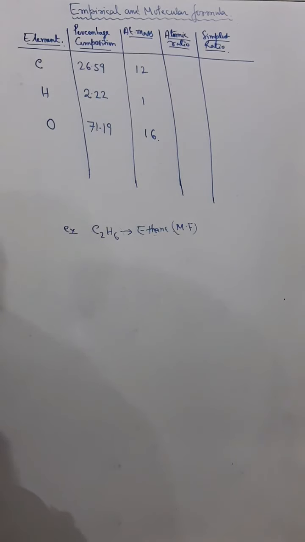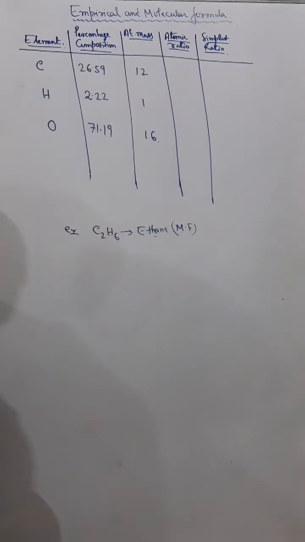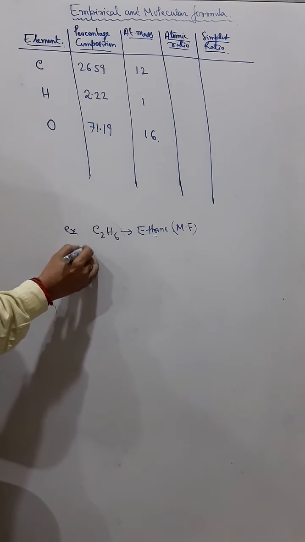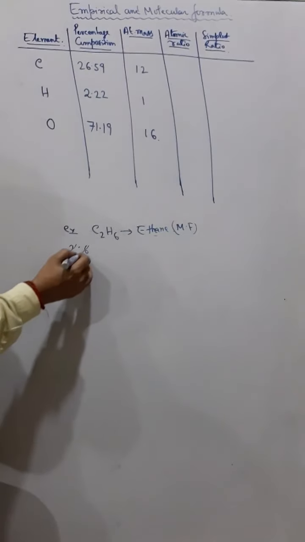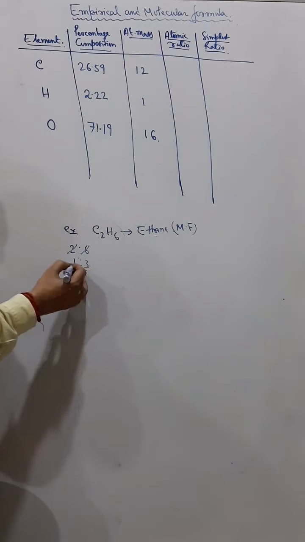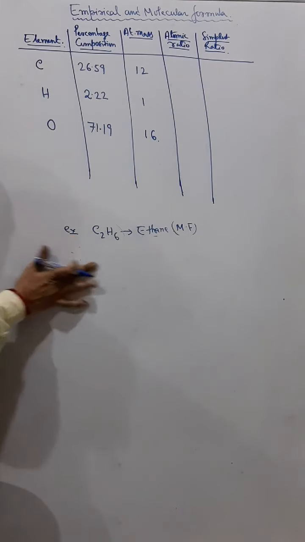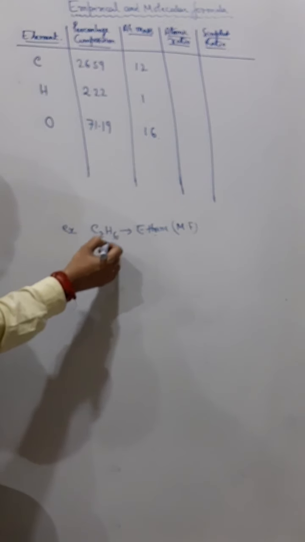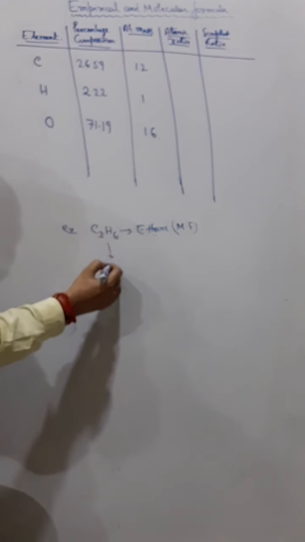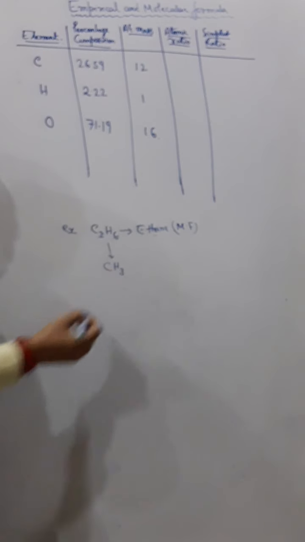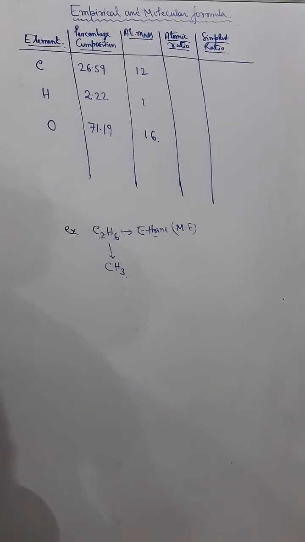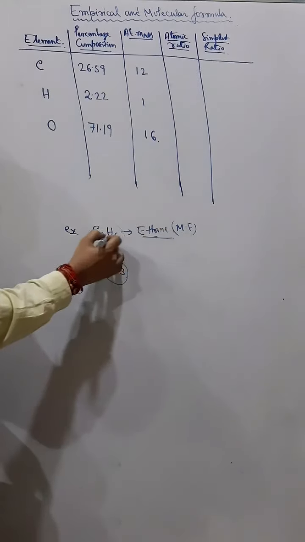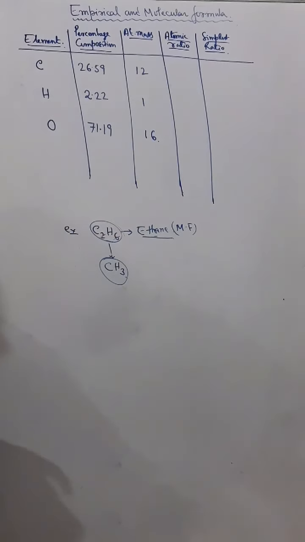But empirical formula is the simplest ratio. Now suppose a ratio is 2:6, we don't say 2:6, we say in fact it is 1:3. The ratio is 1:3, so the empirical formula is also that. So this is the molecular formula C2H6, but the empirical formula will be after cutting the common terms, CH3. Understand? So this is the empirical formula, and this is the molecular formula.